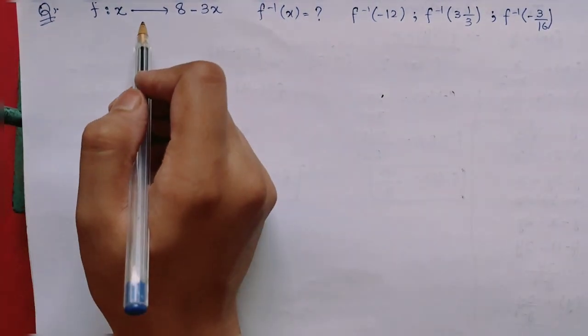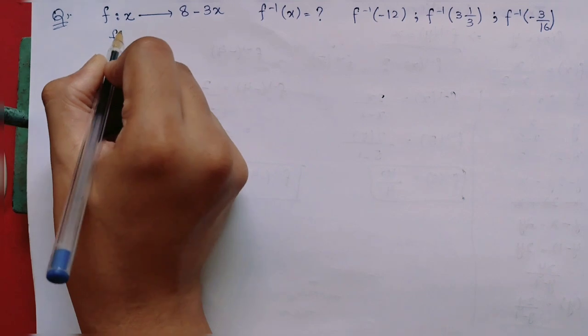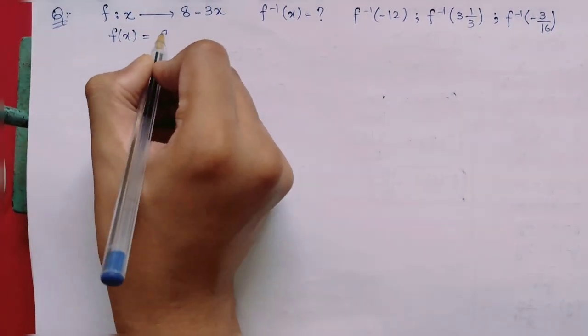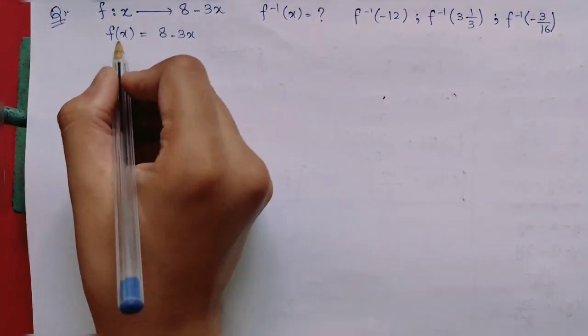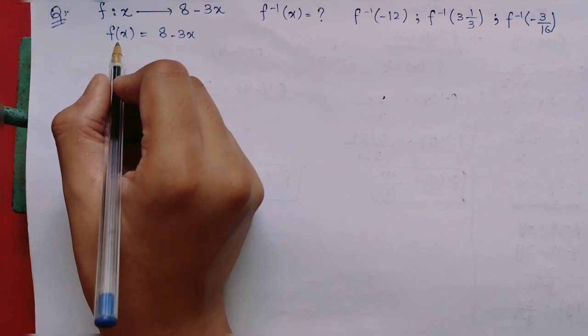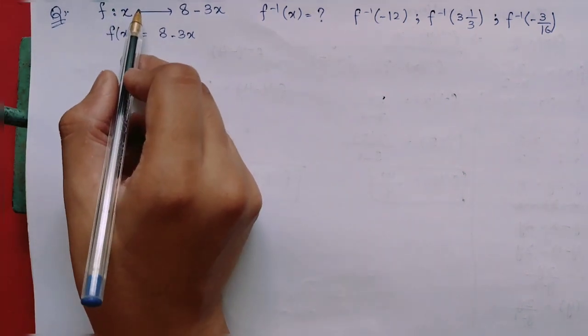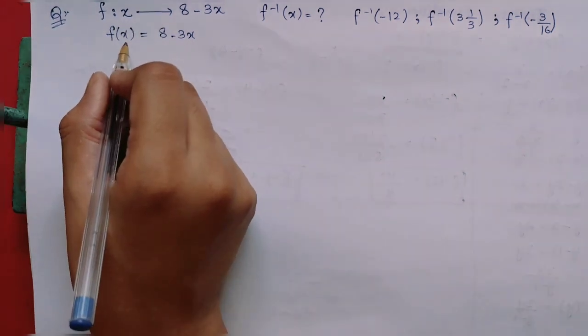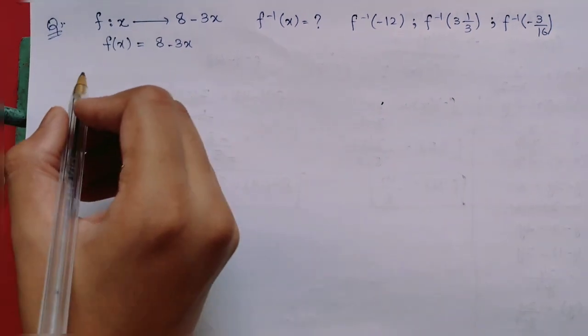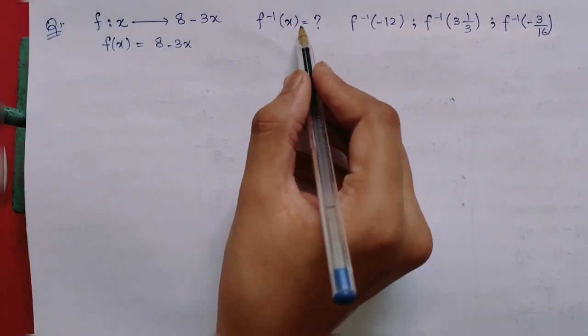Okay, this is also a representation of a function. This is the function you are given, which is f of x is equal to 8 minus 3x. I write it like the previous way. This and this are the same. Okay, this is also a way to write a function. f of x is equal to 8 minus 3x. What you have to do, you have to find f inverse of x.